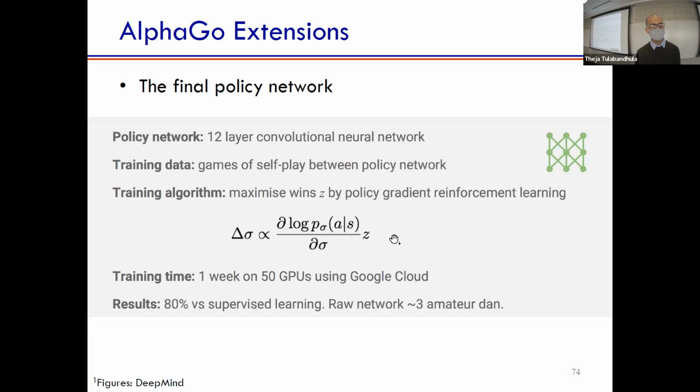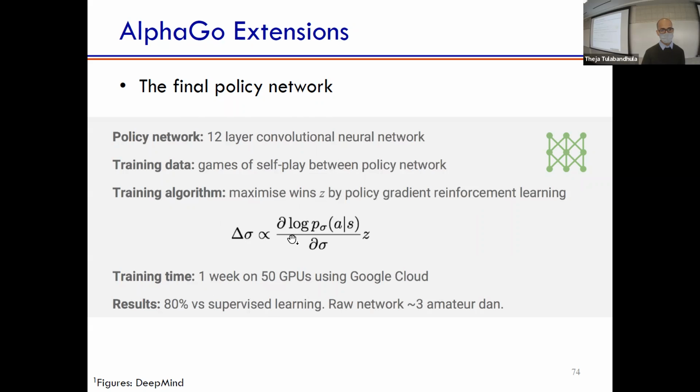Then we do self-play. Again it's the same network from the previous slide. You get self-play between the policy networks, and then you use a slightly different approach, a policy gradient based RL approach, not the Q-learning stuff that we saw, to change the weights again. So you learn the weights such that it can play against itself and win. That's the update, and again it took some 1 week and 50 GPUs to do this.